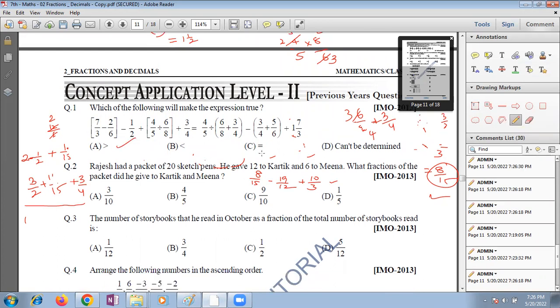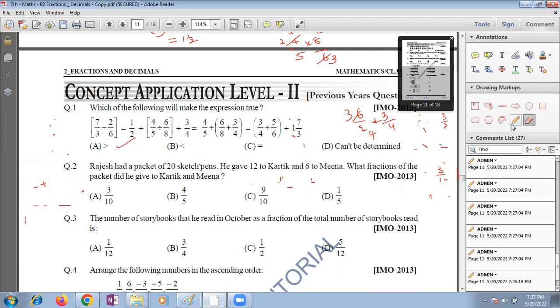Next, question number 2. If you see question number 2, children. Deepthi, can you read question 2 now? Rajesh had a packet of 20 sketch pens. He gave 12 to Karthik and 6 to Meena. What fraction of the packet did he give to Karthik and Meena? So here, Rajesh had a packet of 20 sketch pens. That means he has 20 sketch pens. He gave 12 to Karthik and 6 to Meena.